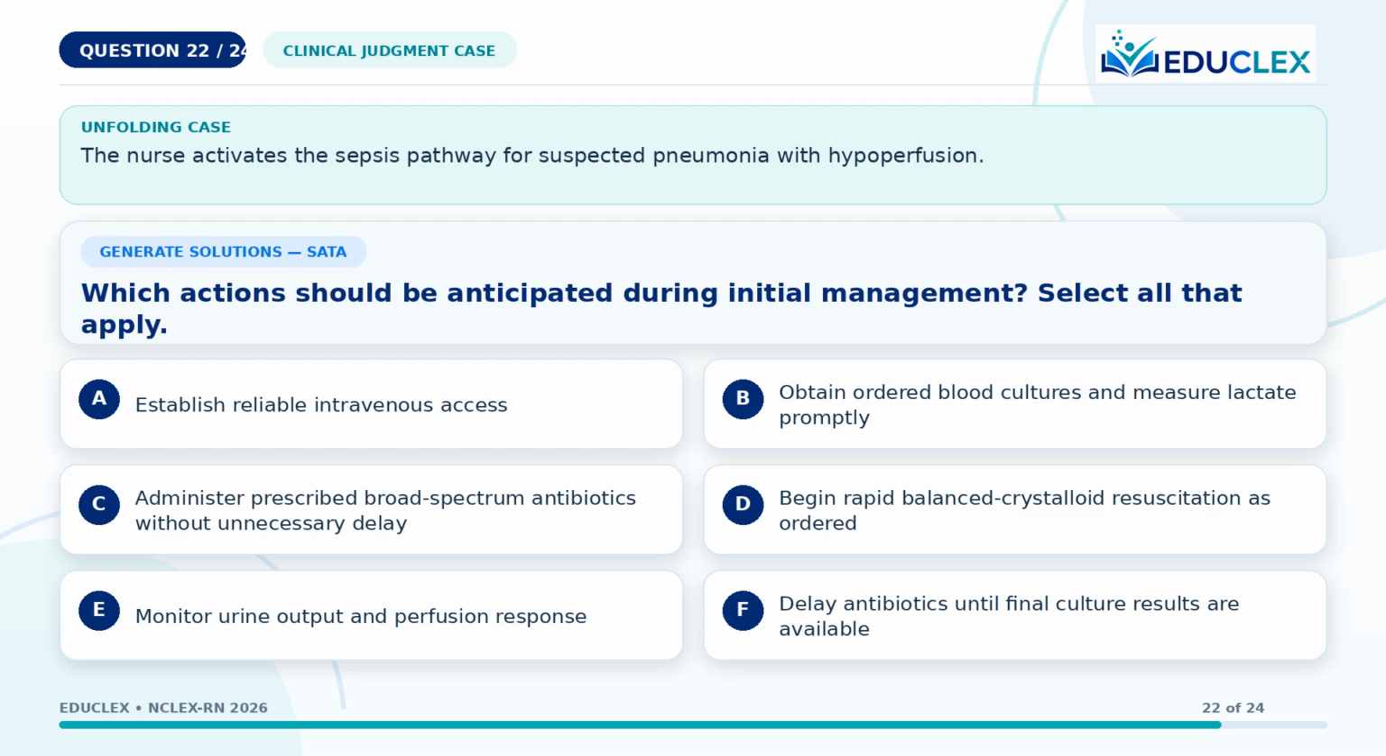Question 22. The nurse activates the sepsis pathway for suspected pneumonia with hypoperfusion. Which actions should be anticipated during initial management? Select all that apply. Option A, establish reliable intravenous access. Option B, obtain ordered blood cultures and measure lactate promptly. Option C, administer prescribed broad-spectrum antibiotics without unnecessary delay. Option D, begin rapid balanced crystalloid resuscitation as ordered. Option E, monitor urine output and perfusion response. Option F, delay antibiotics until final culture results are available.